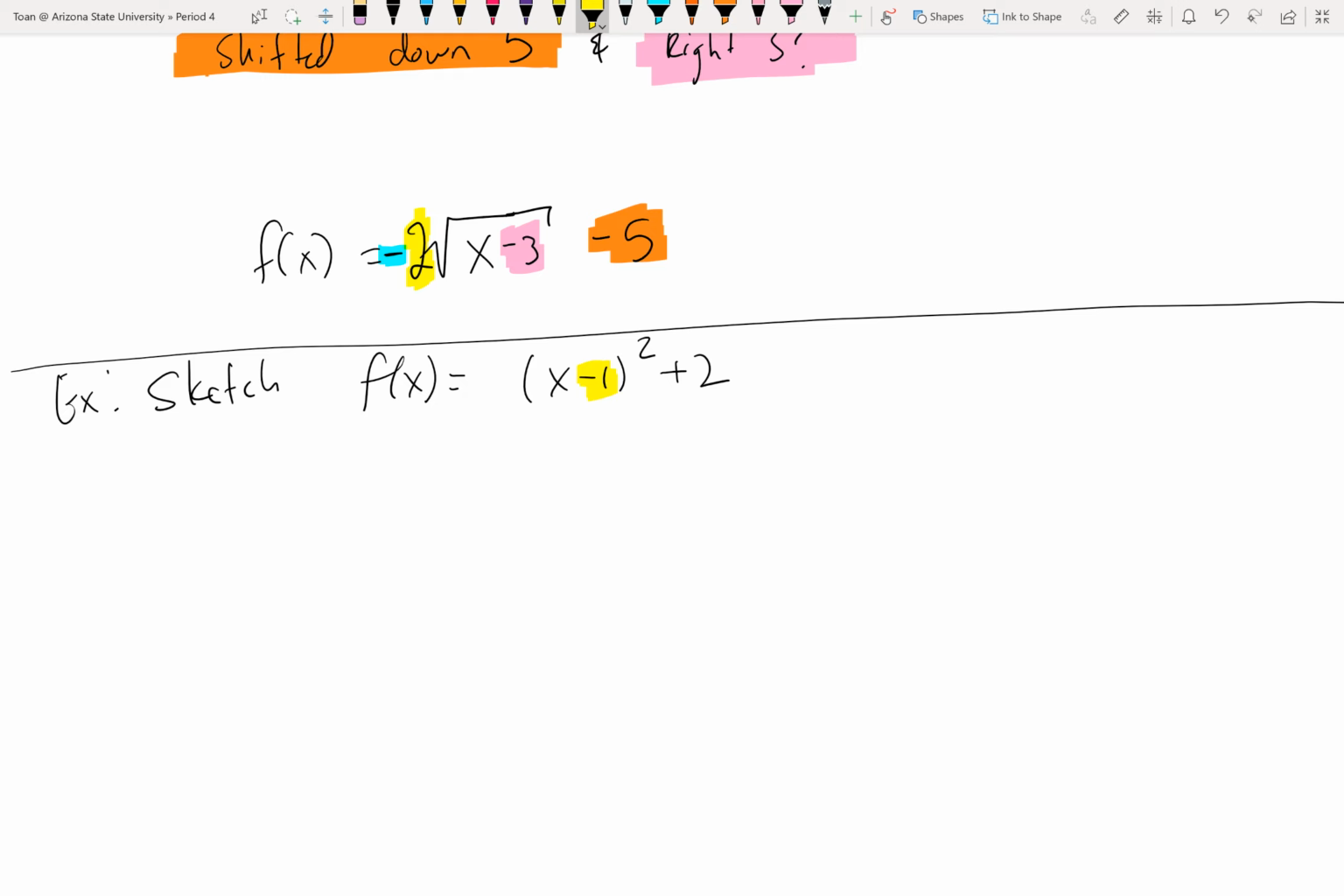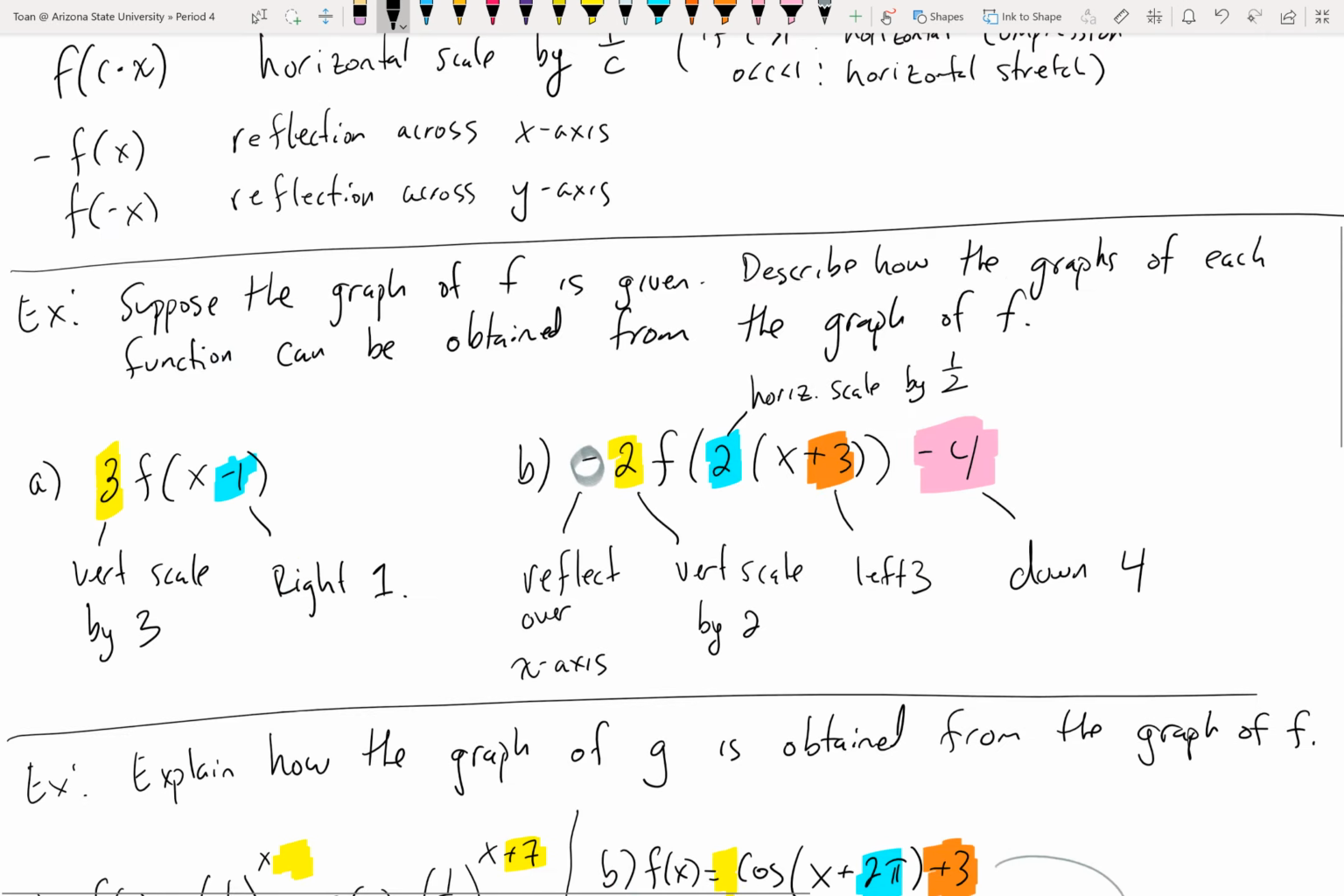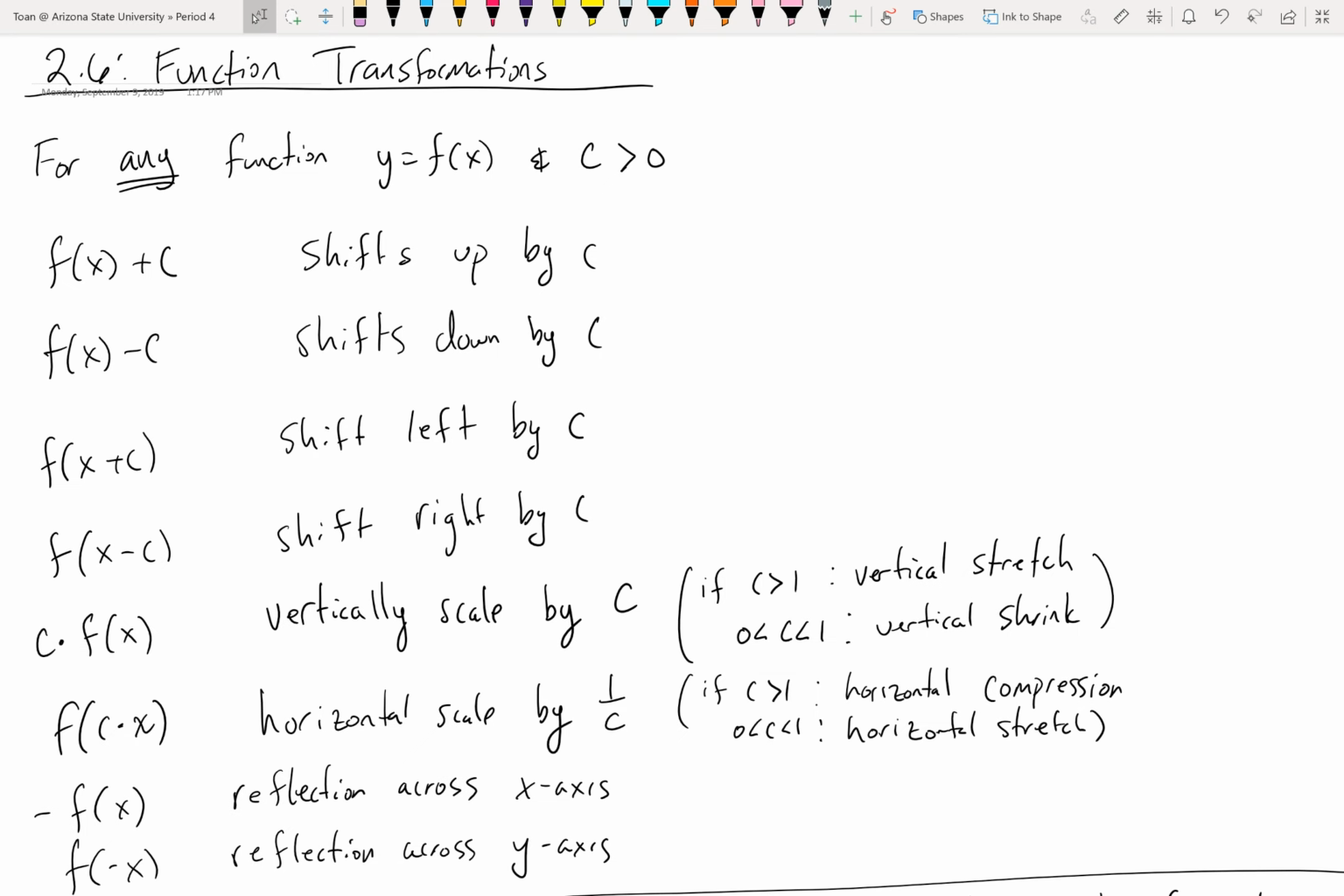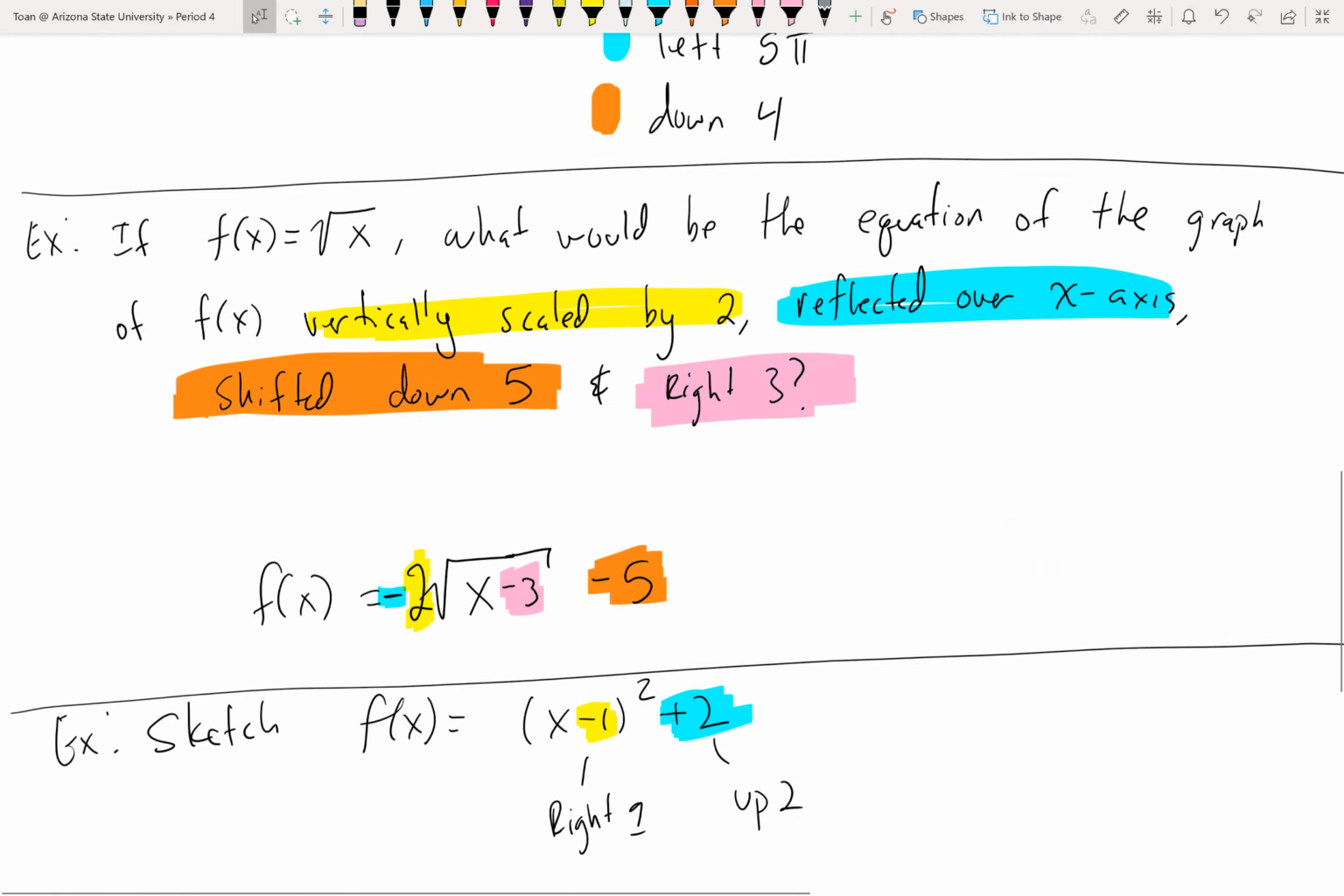We have a -1 here and then a +2 here. Not too hard. So we have right 1, up 2. Hey, Mr. Bo, how'd you know it was right 1, up 2? Because I just know the list. There's no calculations involved. You just know it.